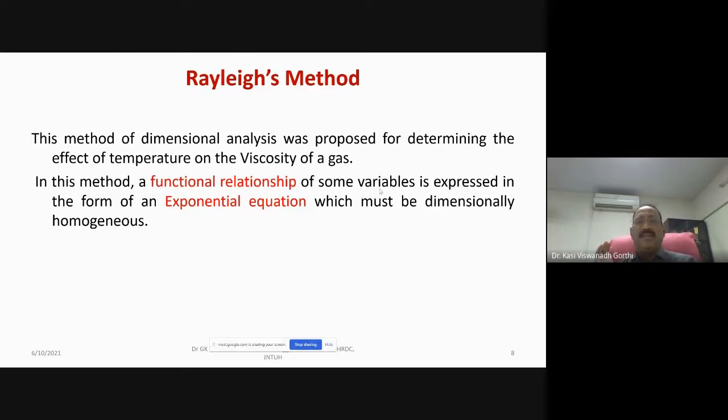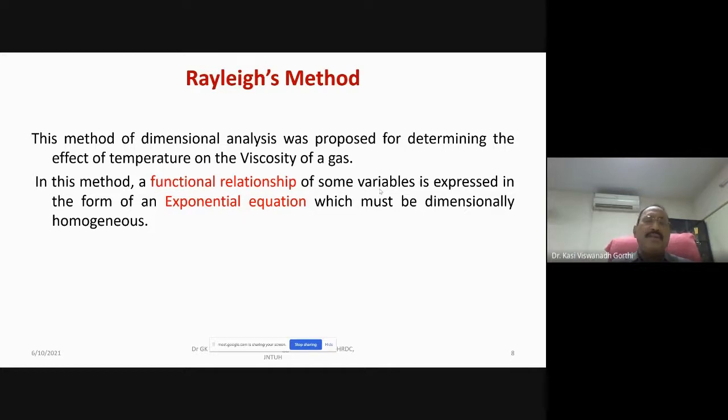Functional relationship. That means in any physical phenomena, you may identify some variables as independent variables and some variables as dependent variables. So you need to identify the dependent variables and the independent variables available in a physical phenomena. Then you will be able to establish a functional relationship between the dependent variable and the independent variable.